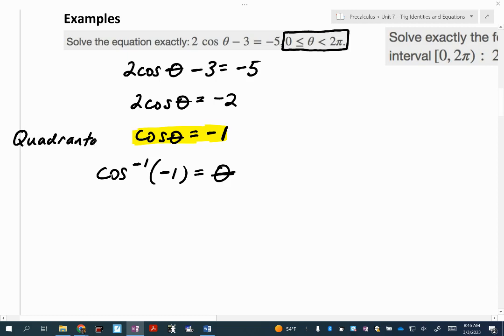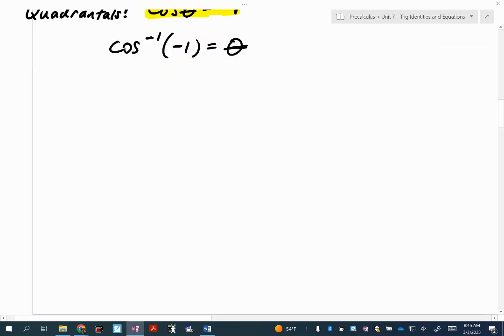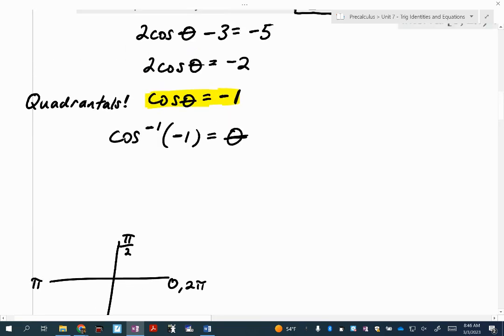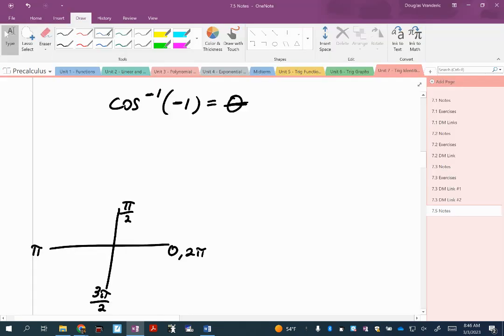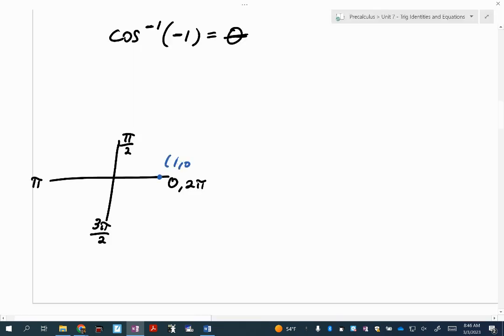All right, so I know it's been a while since we've had to do this, but make sure you don't forget that quadrantals are never going to leave us. So we have 0, this is pi over 2, pi, 3 pi over 2, and all the way around is 2 pi. And we're looking for the ordered pairs. So these ordered pairs are 1, 0, 0, 1, -1, 0, and 0, -1.